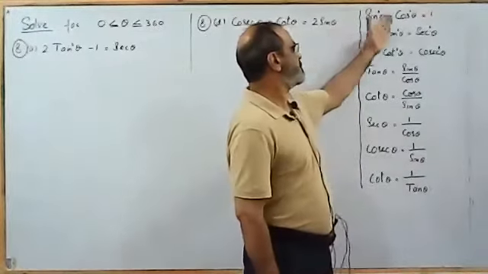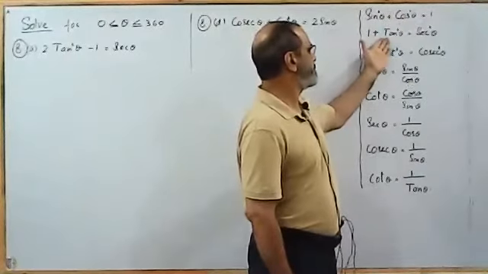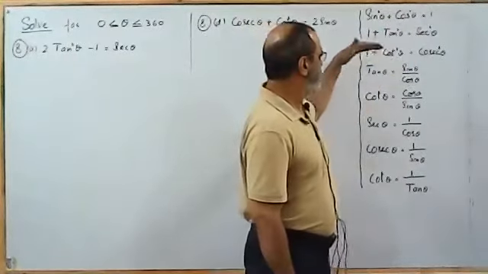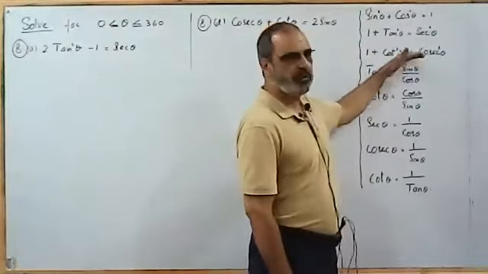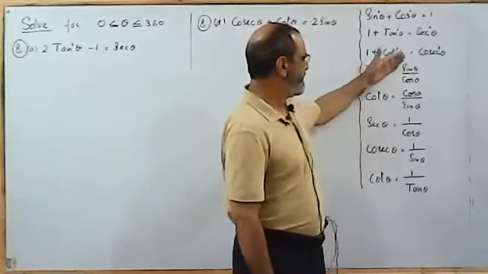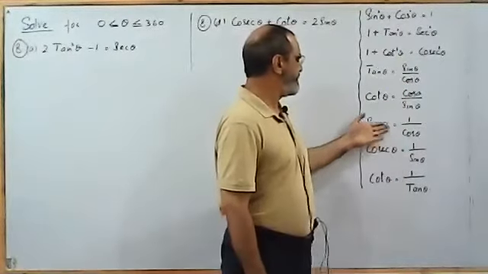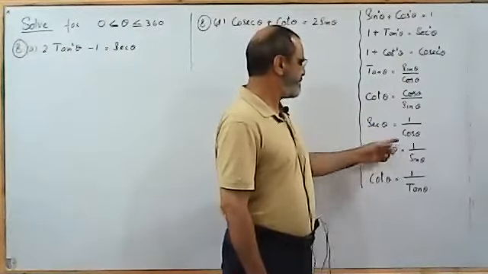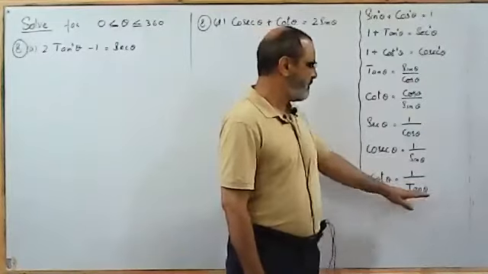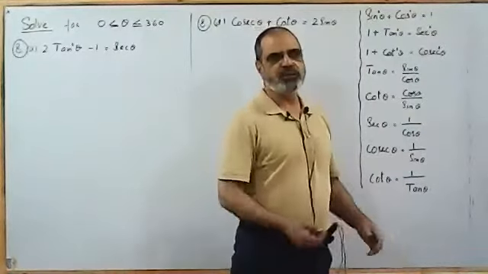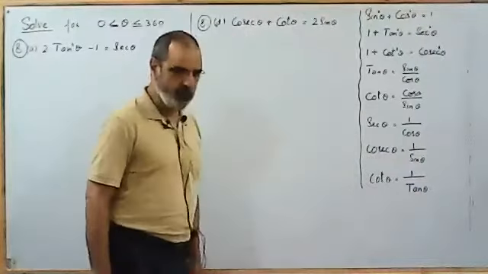Sine square plus cos square is equal to 1. 1 plus tan square is secant square. 1 plus cot square is cosecant square. Tan theta is equal to sine theta over cos theta. Cot is cos over sine. Secant is 1 over cos. Cosecant is 1 over sine. And cot is 1 over tan. So we will use these identities accordingly where it is required.